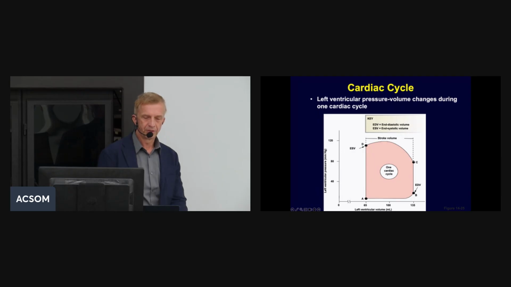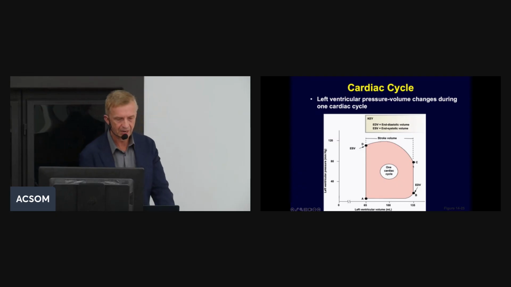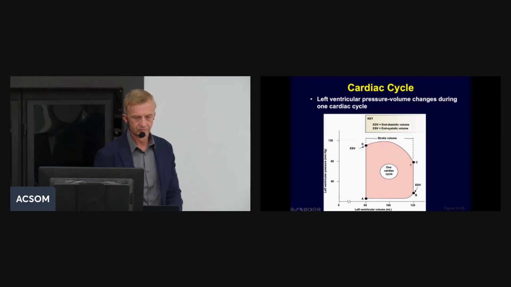What about point C to point D? That's the ejection, right? What happens with volume? Volume decreases, right? From like 130 or 135 to 60 or 65. So there is significant decrease of the volume because of the ejection, and it's the stroke volume.